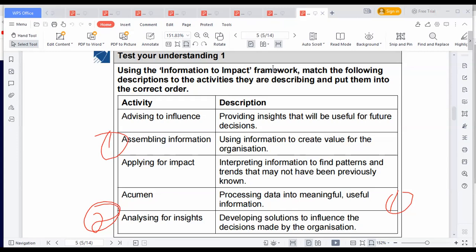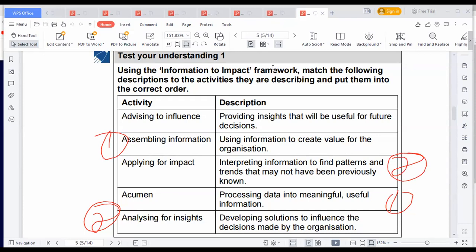Using information. Interpreting information. Its description is interpreting information to find patterns and trends that may not have been previously known. Okay, and Phineas, you agree with that? Yes, sir. Okay, so this is our second part.